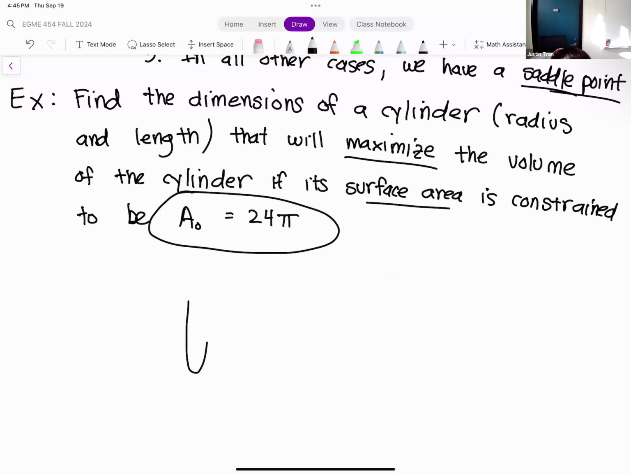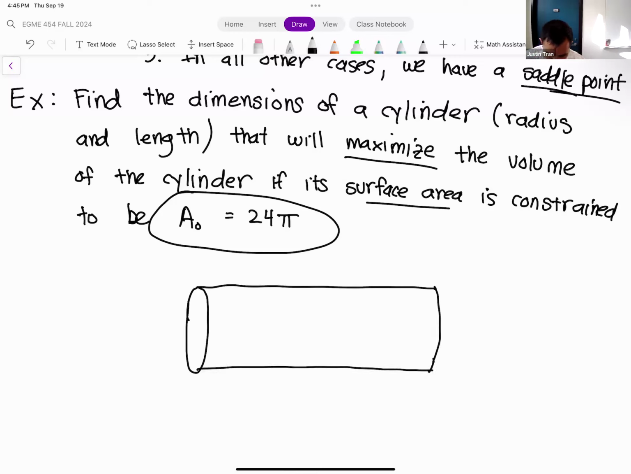Okay, so let me go ahead and draw a cylinder just for visualization. And so the length of the cylinder, L, and the radius of the cylinder, go ahead and call that big R. Any questions on the setup for the problem?